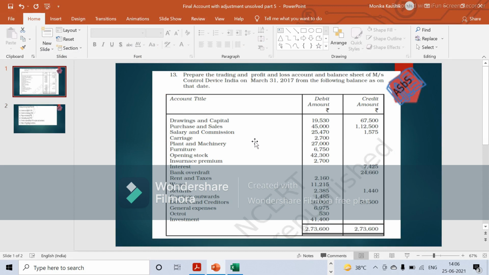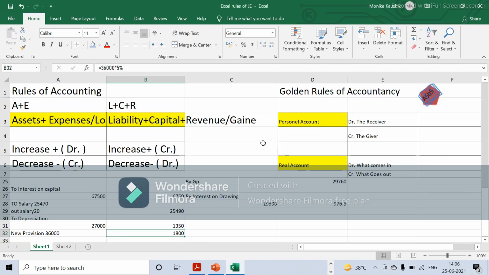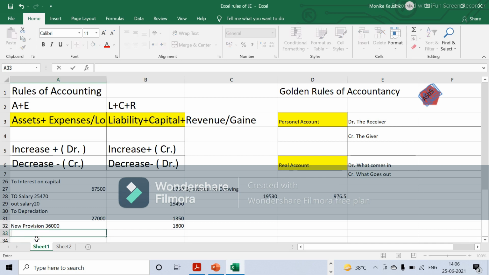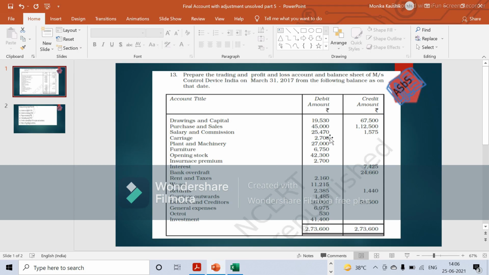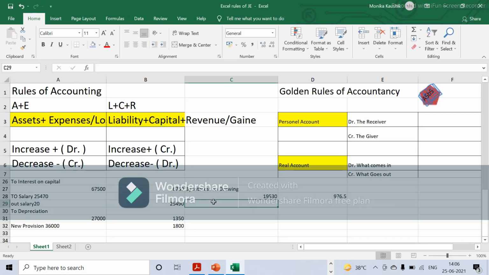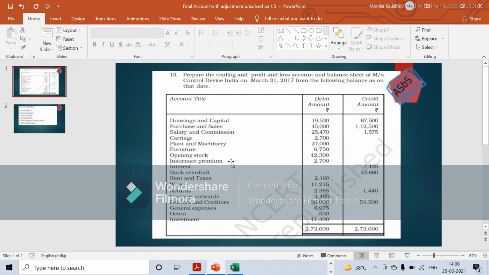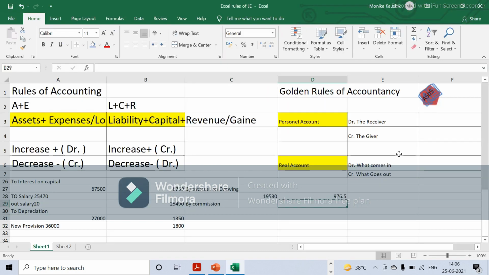No, this is not done. Salary and commission. Salary we have already done. So commission. See, this is debit salaries. So commission is given on the credit side. So this will be my revenues. I need to write down here by commission. This is received. Okay, 1575.